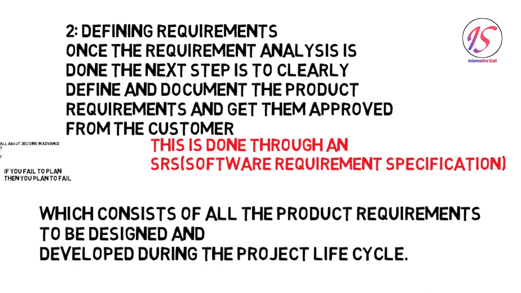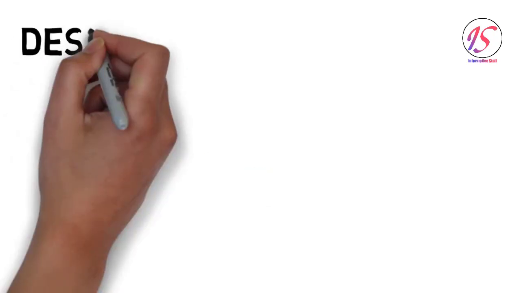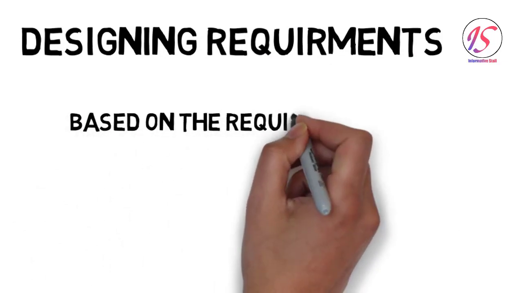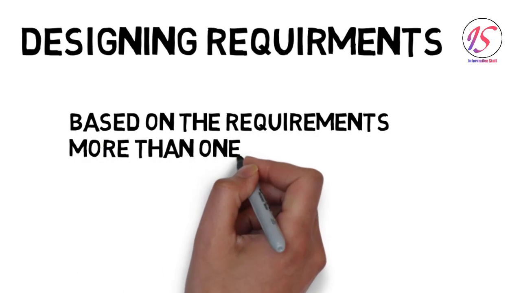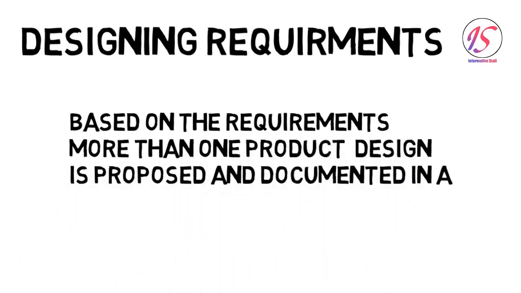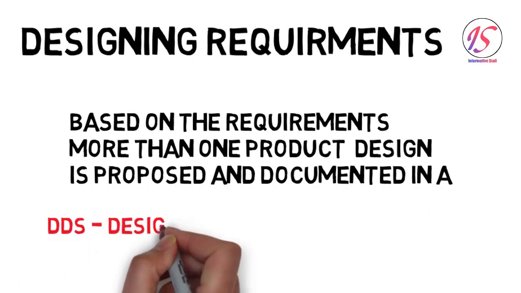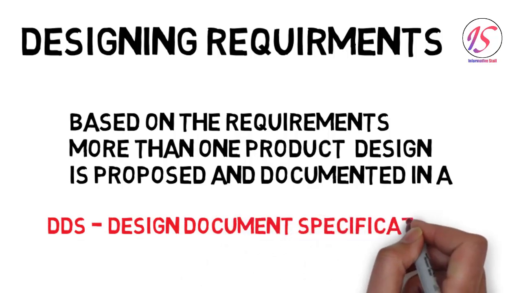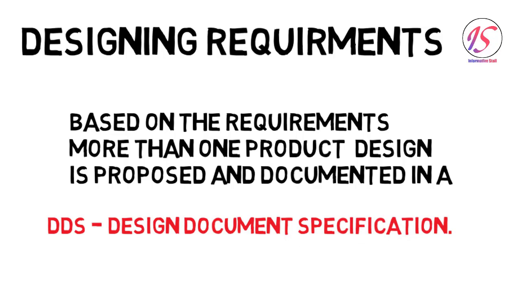Once this second phase is completed, we are going to design these requirements, which is the third step of the product life cycle. Based on requirements, more than one product design architecture is proposed and documented, which is known as the Design Document Specification. The DDS is reviewed by all the stakeholders, which are also called partners, and the best one is selected for further assessment.